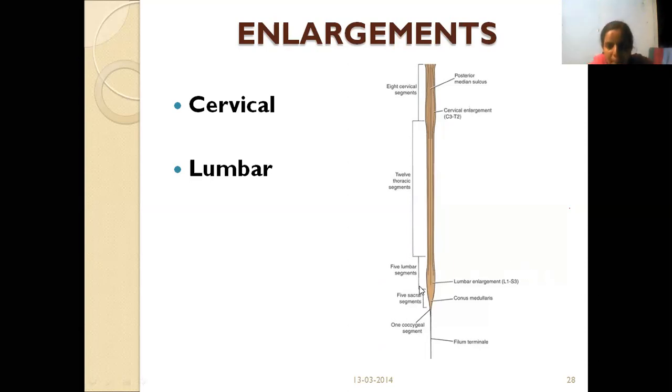Similarly, the lumbar region is also a little enlarged, and you call it the lumbar enlargement. It extends from L1 to S3, quite a big enlargement. It is so enlarged because it has to give nerve supply to the lower limbs, that is, the lumbar plexus. So these are the two enlargements we have in the spinal cord.